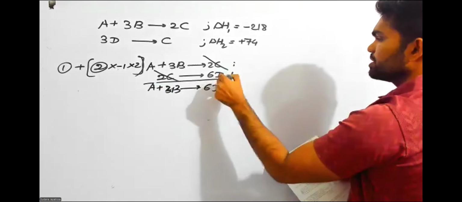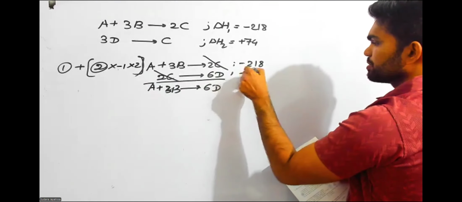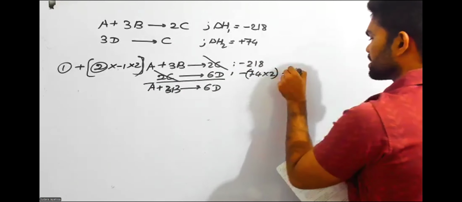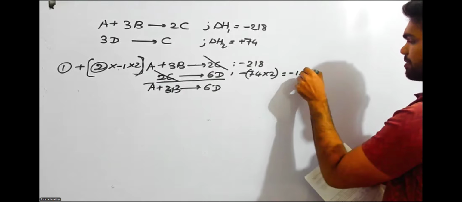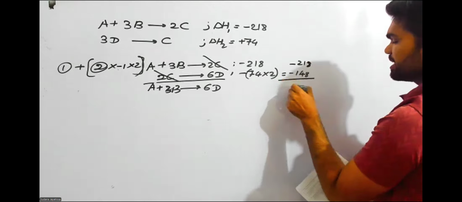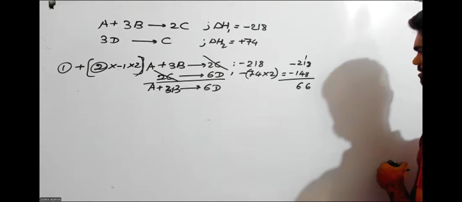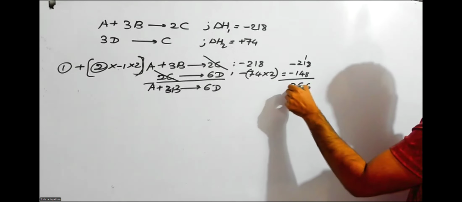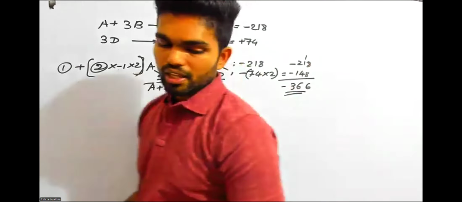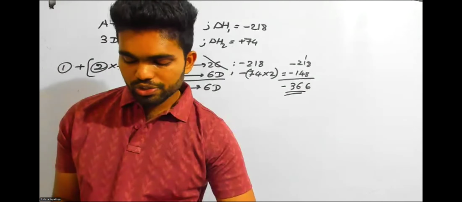Now here you need to do the same thing for the enthalpy changes. It's minus 74 into 2, so it will give you minus 148, minus 218. So what will be the answer? Minus 366. Understood. But what they are telling you is that 70 kilojoules of heat is released.